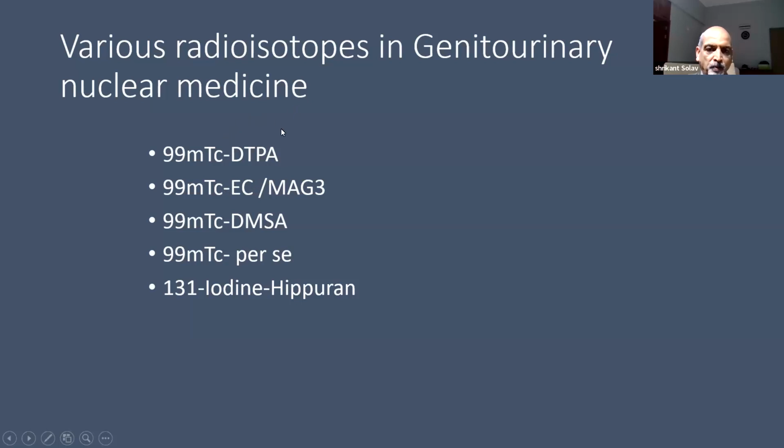DTPA is a poor cousin of inulin. So it gives you the glomerular filtration rate not as accurately as inulin, but close to it. So it's mandatory in all prospective renal donors to have absolute GFR of each kidney. That's where it is useful.